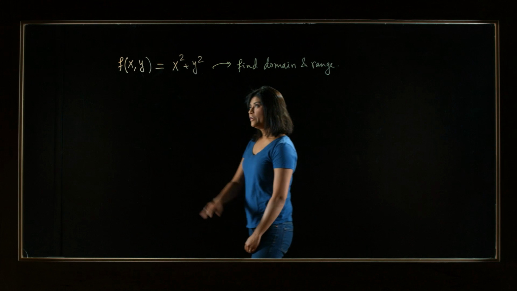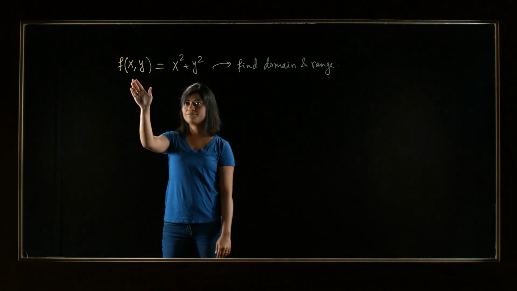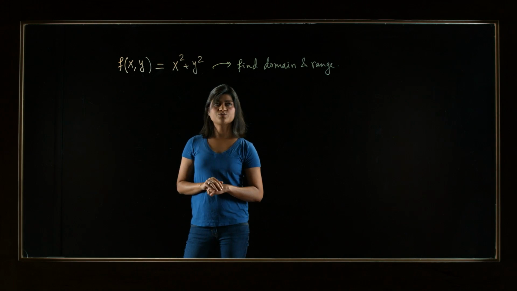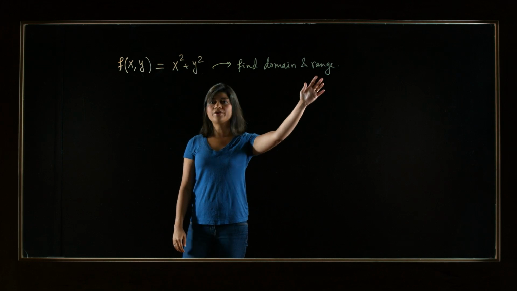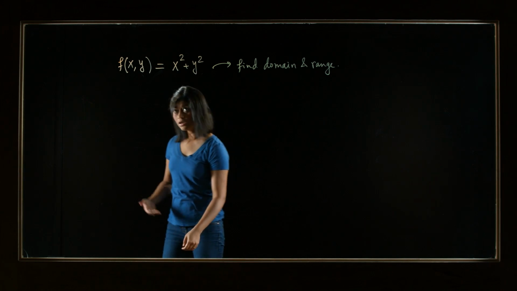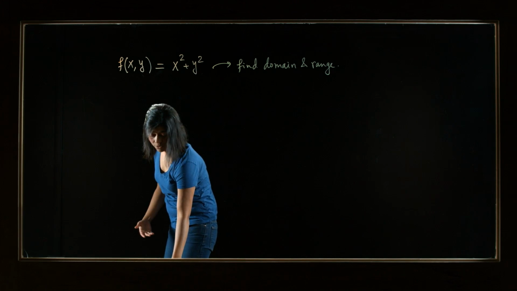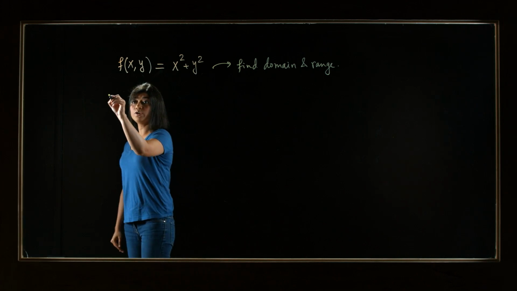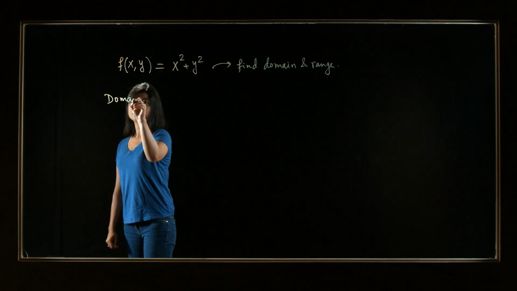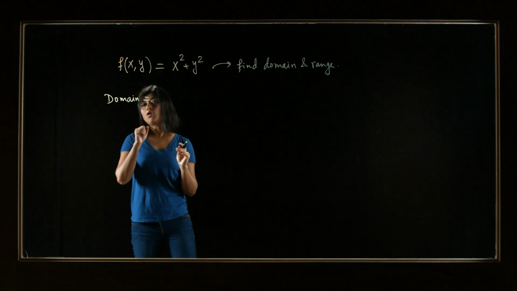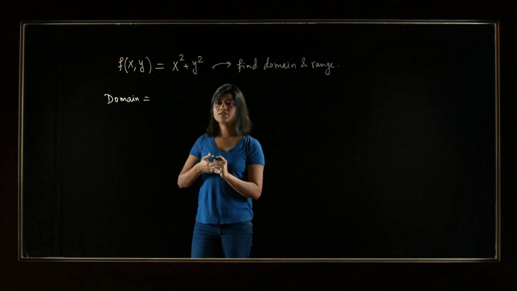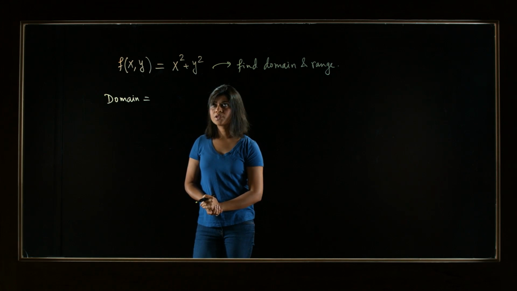In this problem, we have this function of two variables, f is equal to x square plus y square, and we have to find the domain and range of this function. Now, please recall how we can compute domain and range. What is domain of a function? Domain is all those inputs where the function will be defined.